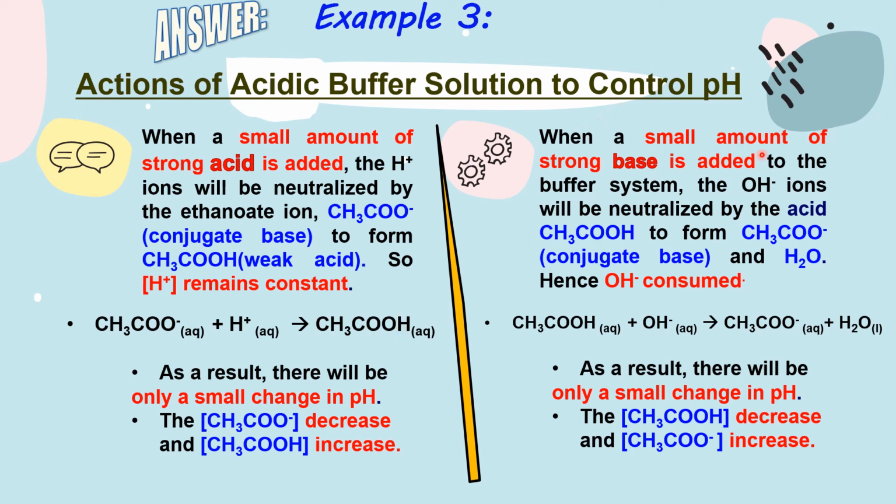When strong base is added, the strong base will react with the ethanoic acid, the weak acid, to form the conjugate base and water. So the strong base is consumed by the reaction with ethanoic acid. The concentration of the ethanoic acid decreases and the concentration of the conjugate base increases. As a result, there will be only a small change in pH.